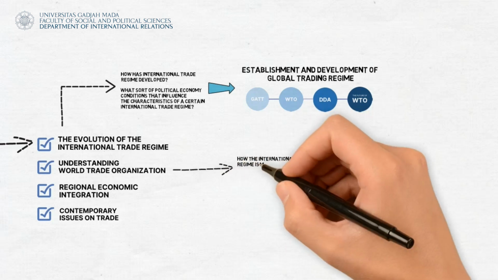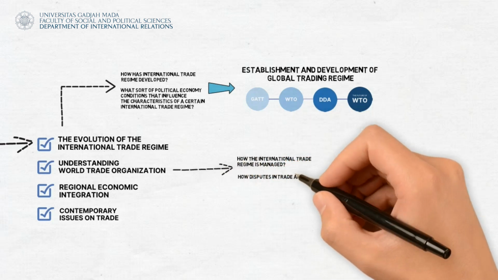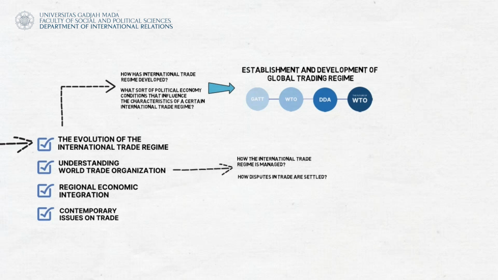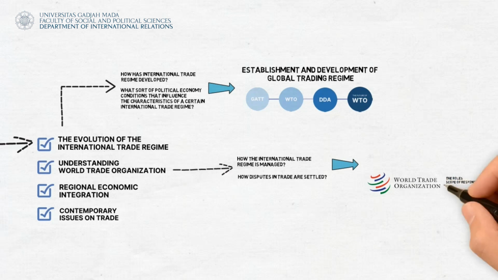How the international trade regime is managed under the WTO and how disputes in trade are settled are the main issues that will be discussed on the topic related to the WTO. In doing so, this meeting will explore the roles of the WTO, its scope of responsibility, as well as negotiating arena. Furthermore, several key issues which have been affecting how the regime is conducted and practiced are also explored.